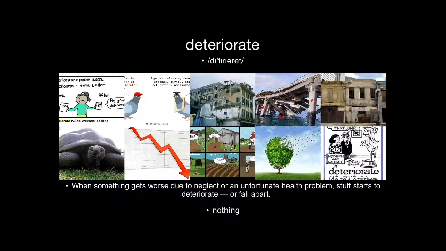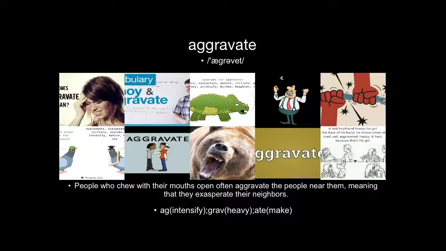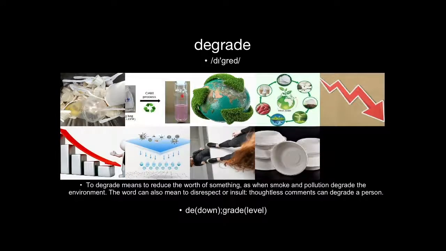Deteriorate. When something gets worse due to neglect or an unfortunate health problem, stuff starts to deteriorate, or fall apart. Aggravate. People who chew with their mouths open often aggravate the people near them, meaning that they exasperate their neighbors. Degrade. To degrade means to reduce the worth of something, as when smoke and pollution degrade the environment. The word can also mean to disrespect or insult.